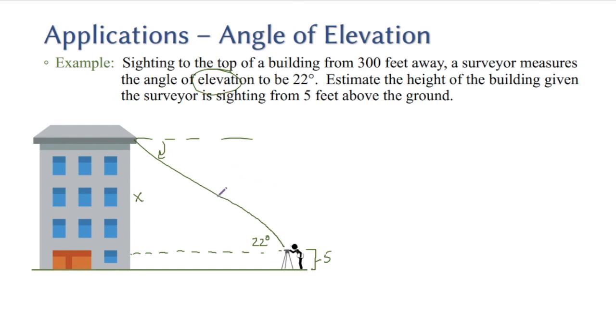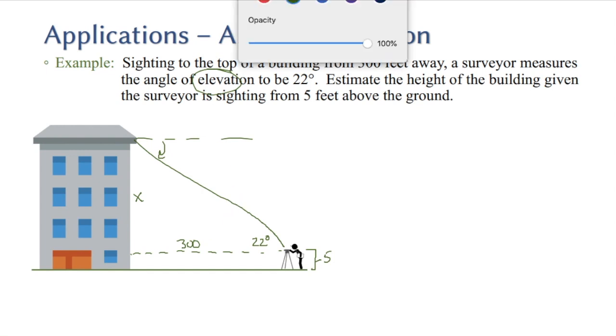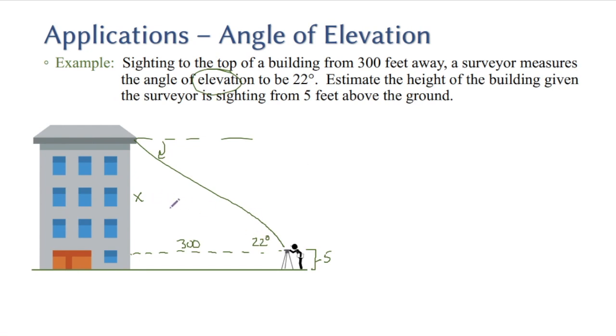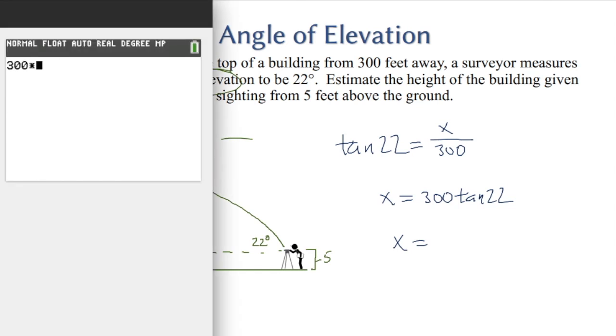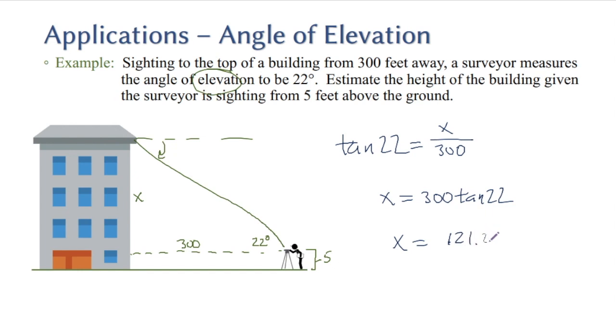Now again, what we're looking at is the idea that we knew we were not only 5 feet off the ground, but the surveyor was 300 feet away. So this becomes about the exact same triangle as our last problem. So here, because we have the opposite side and the adjacent side, we're going to deal with the tangent. So the tangent of 22 degrees is equal to the opposite, which is x, divided by 300, the adjacent side. So when I punch this up, it's going to be 300 times the tangent of 22 degrees. And when I go to my calculator, 300 times the tangent of 22 degrees looks to me like it's about 121.21. So 121.21 feet is the estimated height of the building.